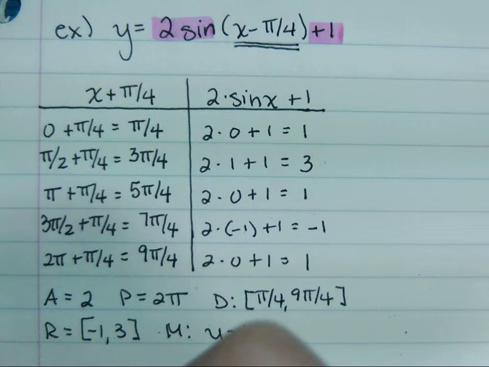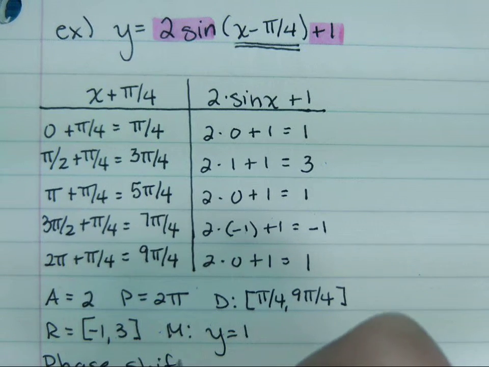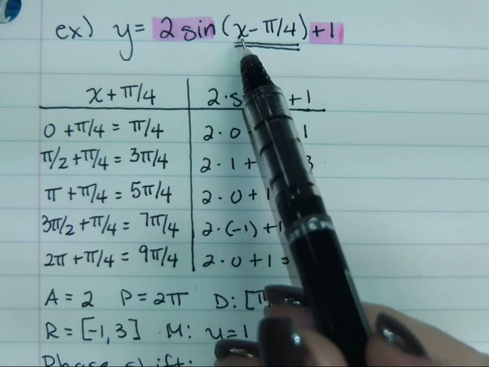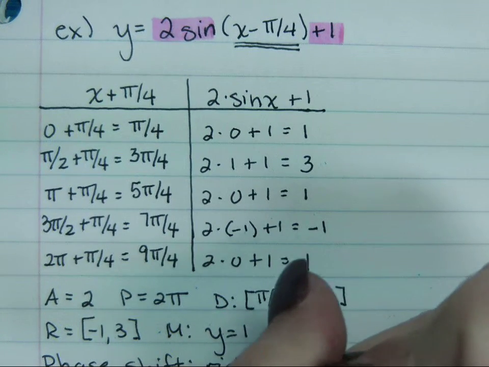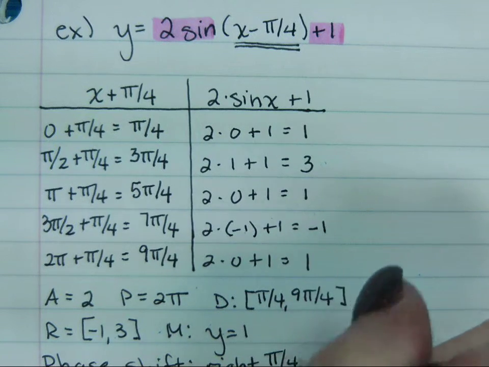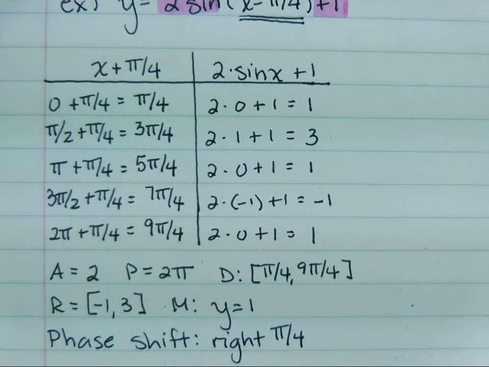And then I also need to state my phase shift. And my phase shift was what happened when I took that x minus pi over 4 and set it equal to 0 to solve, which means I'm going to be moving to the right by pi over 4. And I can also see that because my first coordinate starts at pi over 4. So let's make our graph.